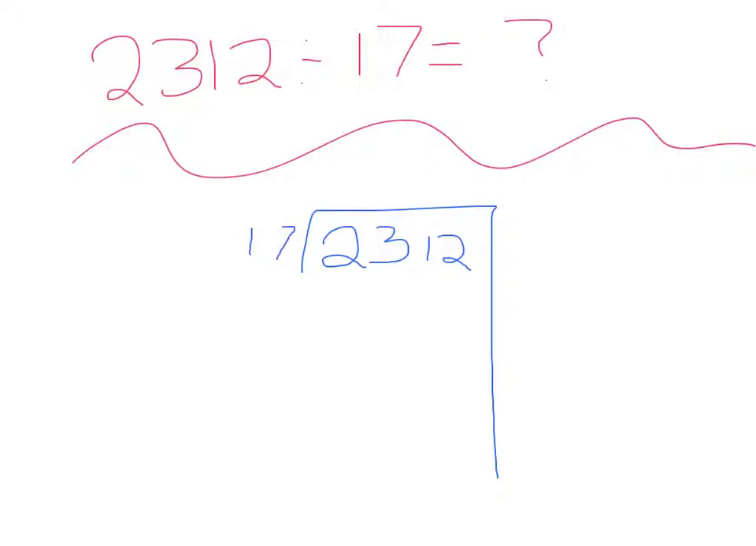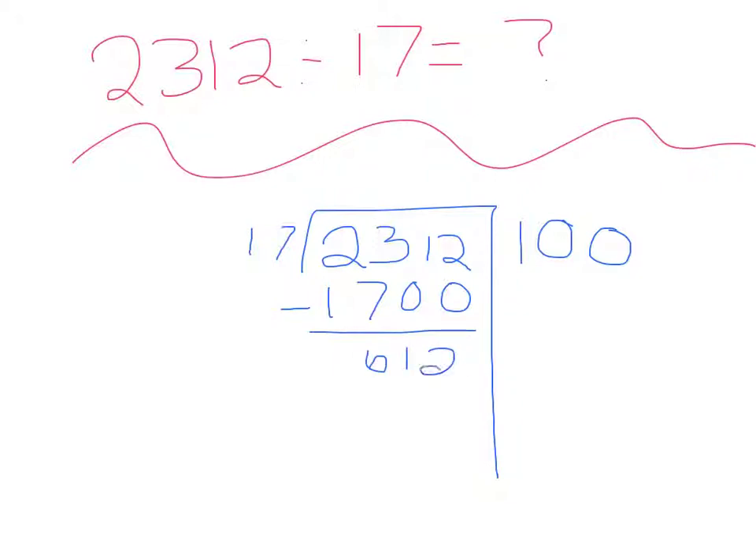First, you have to figure out how many 17s are in 2,312. There are at least 100, which is 1,700. Once you find the difference of those two numbers, which is 612, you have to figure out how many 17s are in 612. There are at least 30, so once you multiply 30 times 17, you would get 510. So, once you find that difference, you can find out the difference, which would be 102.